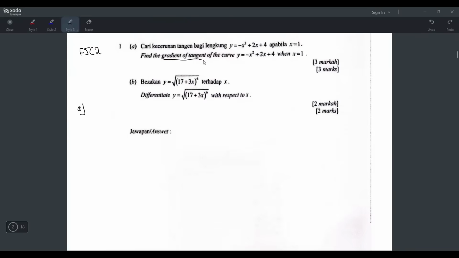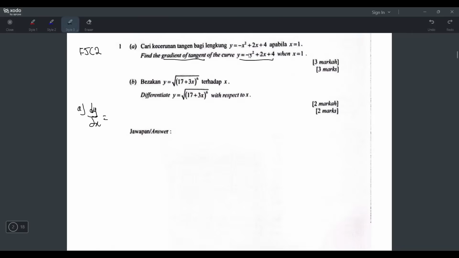Alright, how do you find the gradient tangent? You find it by finding the dy dx. So whenever they want to find gradient tangent or gradient curve, they all mean the same thing. It means you have to do dy dx, right? So the equation of curve is this. So what you do is you find the dy dx and then sub the x equals 1 inside after you do dy dx. Okay. So let's do the dy dx first.